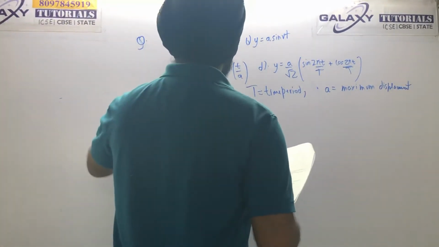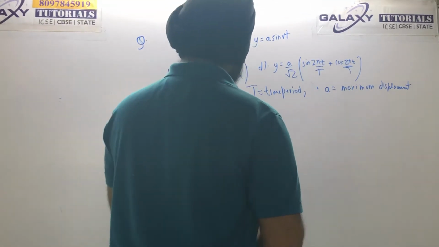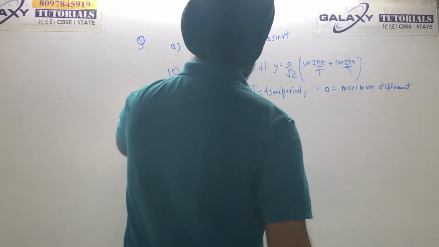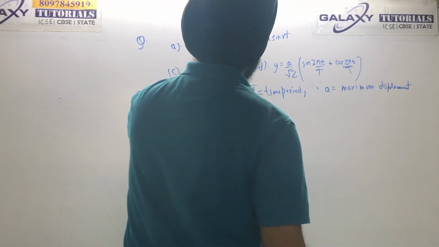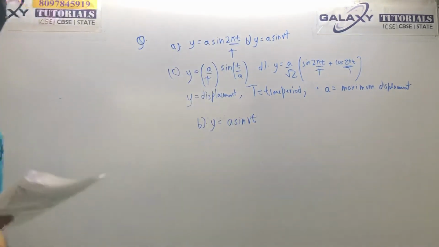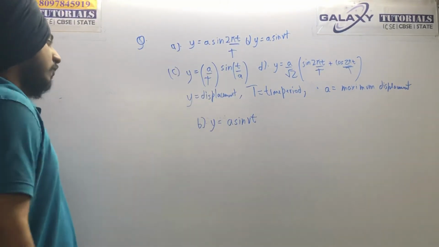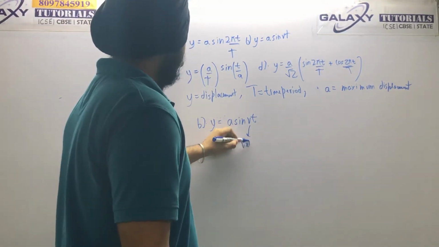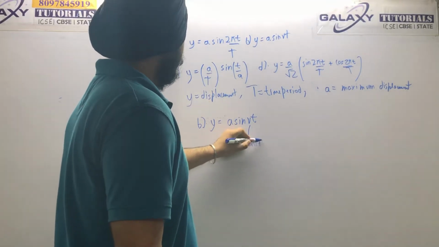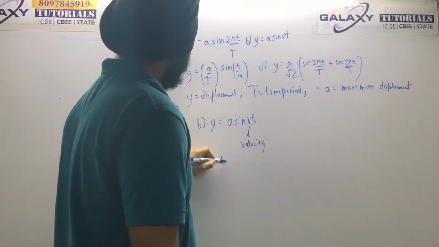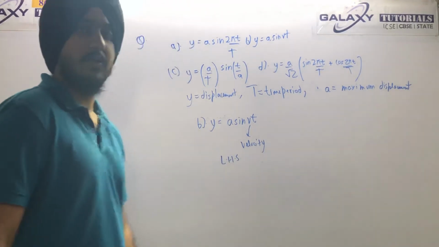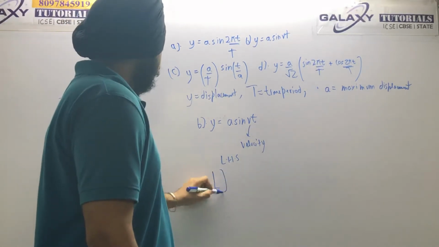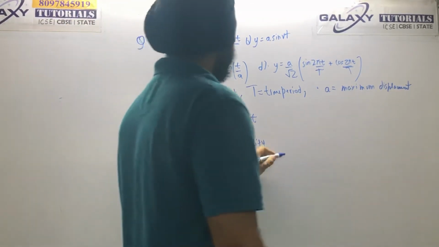The next part is y is equal to a sin vt. Now what is v? V is basically velocity. You all know that v is velocity, in case I didn't mention that. Now just start with LHS. LHS is y, and y is displacement. The displacement unit will be L. Now RHS.